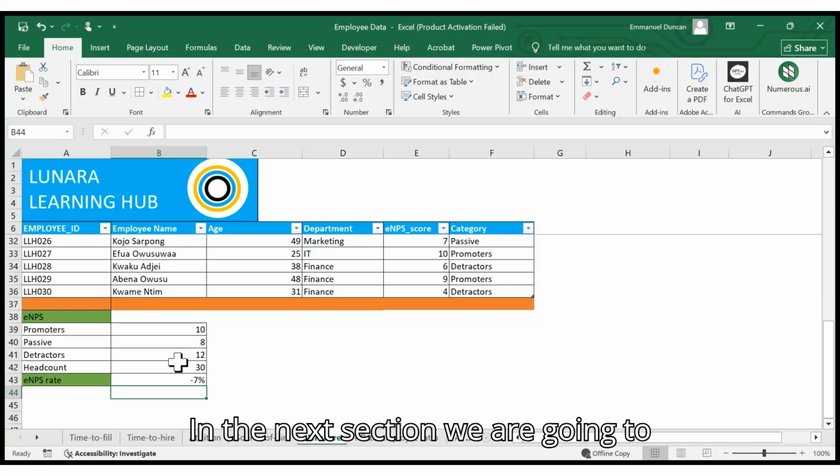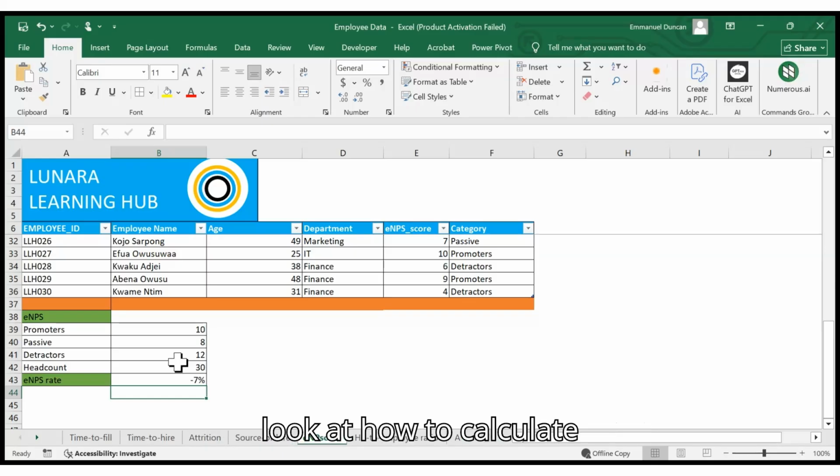In the next section, we are going to look at how to calculate the employee ratio, HR to employee ratio.